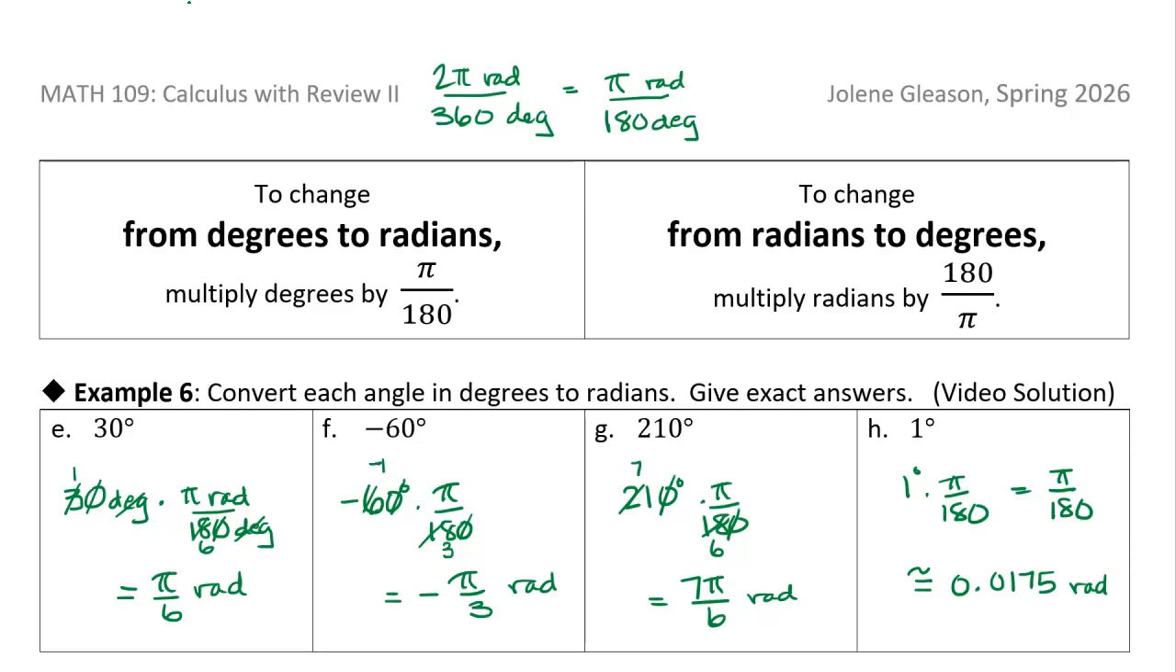You have to be careful though, because a lot of times when you convert a whole number of degrees to radians, you're going to end up with a pi in it. But an angle measured in radians doesn't always have a pi in it. It's just what happens when you convert a whole number of degrees to radians. You're going to get a pi if you want the answer in exact form.